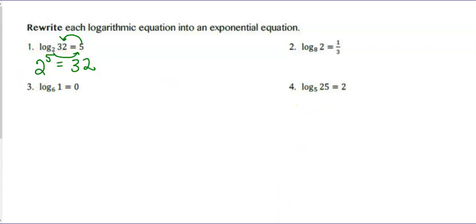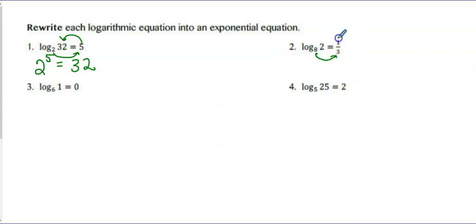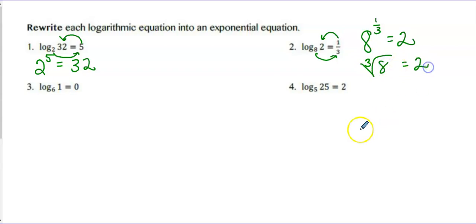Okay, moving on to the next one. Lost my pen. 8 to the 1/3 power equals 2. And you can have a fractional power. We could also write this as the cube root of 8 equals 2. And then the last one, 5 squared equals 25. Oh, I'm sorry, I missed number 3. 5 squared equals 25. And 6, do you remember, anything to the 0 power equals 1.